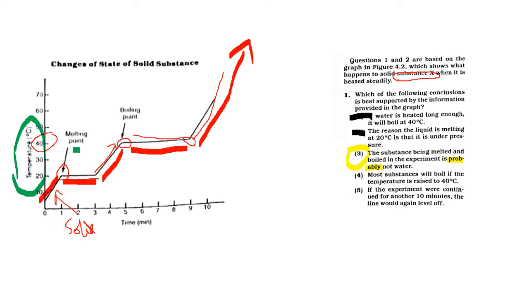Now, number 4, most substances will boil if the temperature is raised to 40 degrees. We don't know about most. In this question, all we have is substance X, one substance. And there are thousands of different substances in the world. So we cannot say most because we only know about one.